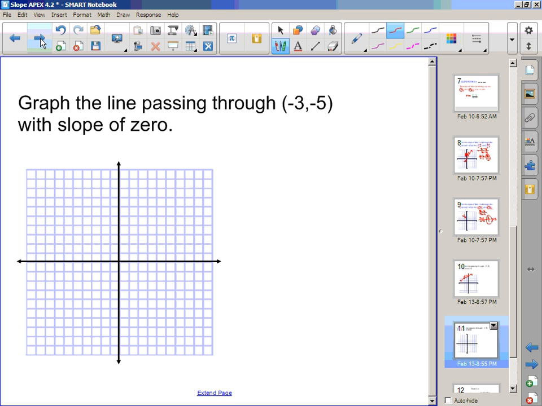How about graph the line passing through the point (-3, -5) with a slope of 0? Okay.